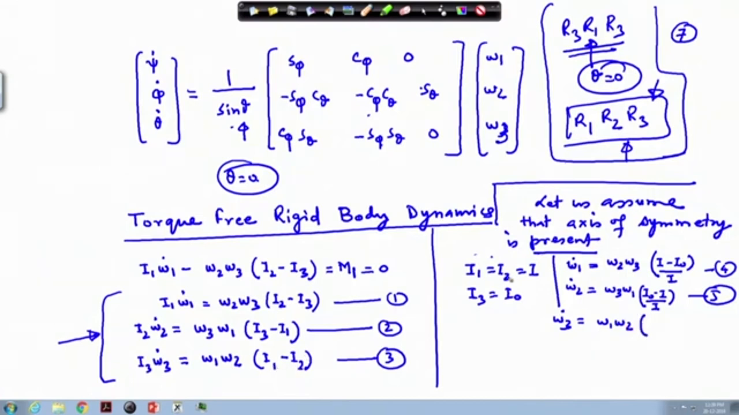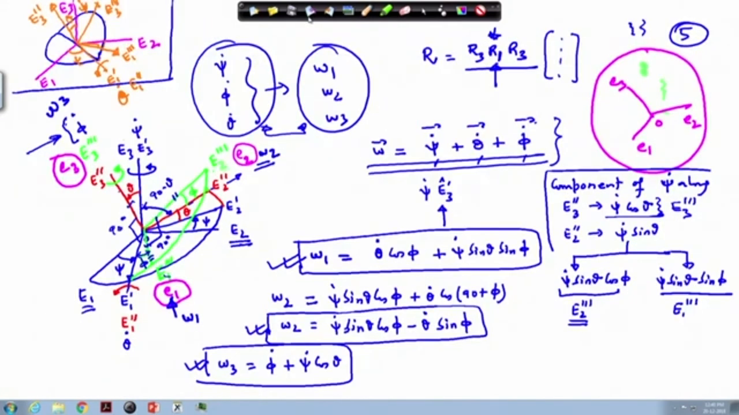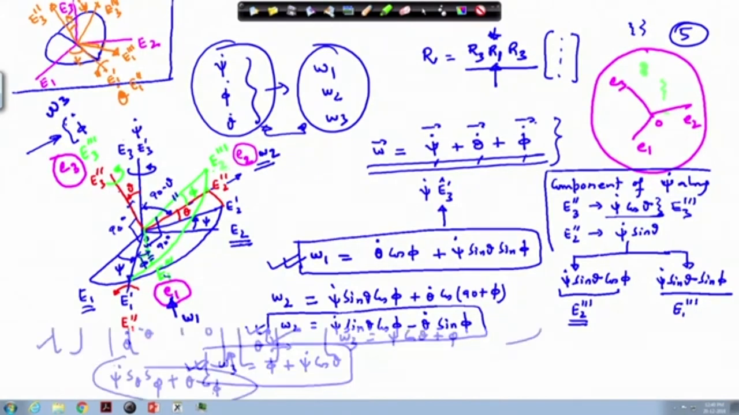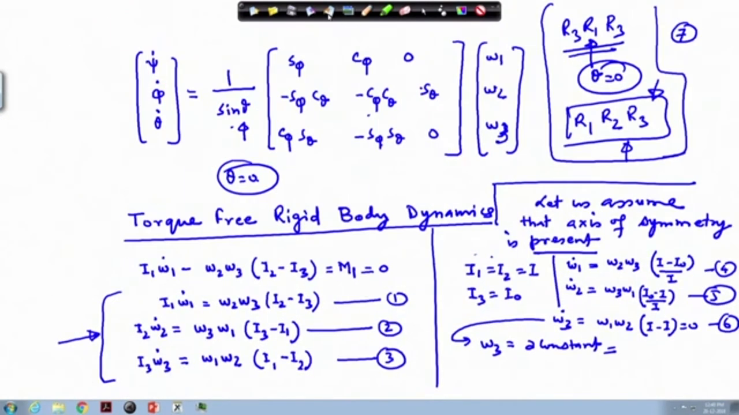I 1 and I 2, both of which are equal to each other. So, this vanishes: I minus I equal to 0. So, omega 3 dot equal to 0. So, directly from this place we get that omega 3 is a constant. That is, if we go to the previous page and look here, omega 3 equal to phi dot plus psi dot cos theta.